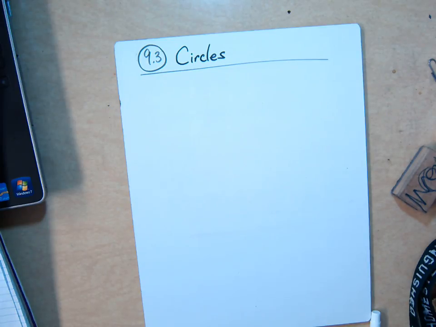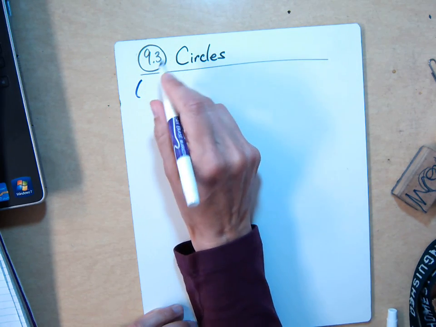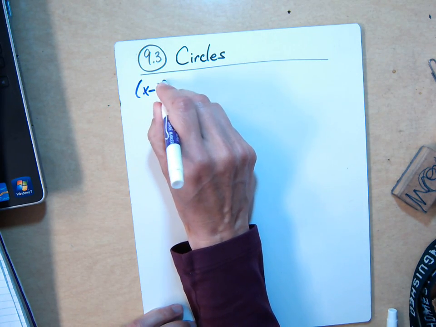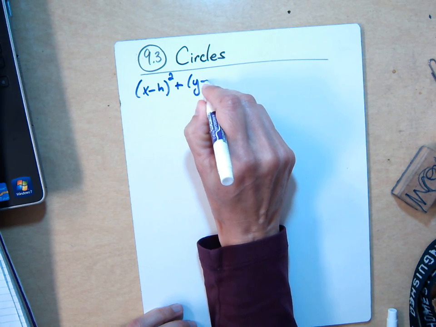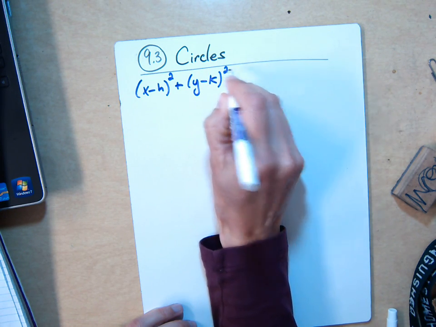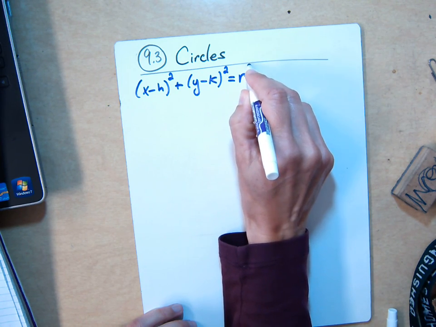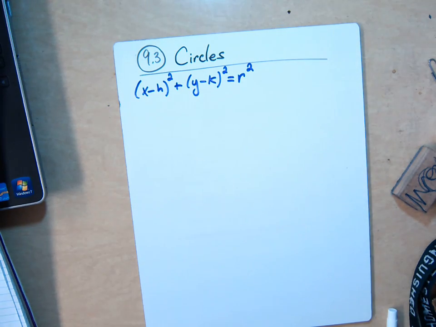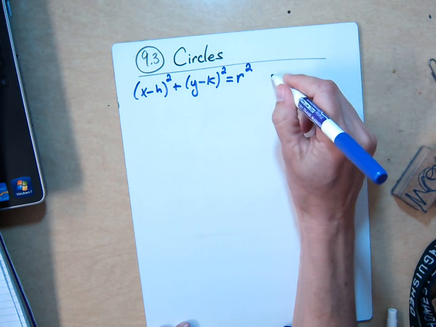9.3 circles will be the first conic section we talk about. And the general equation for this, which is on your formula sheet, is this. So I'll start with that. It is x minus h squared plus y minus k squared equals r squared. So whenever you do a conic section problem, you've got to have that formula handy.